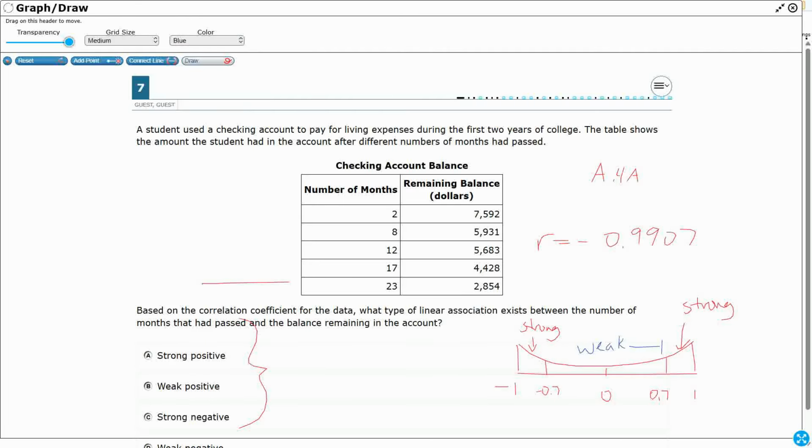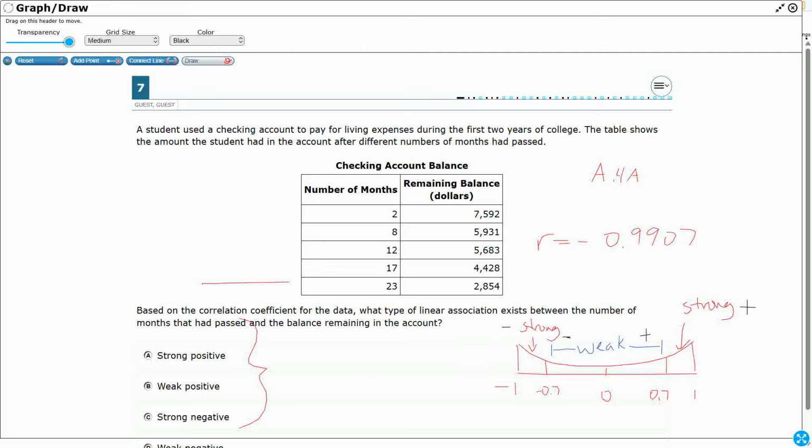So you're weak here, and then you're strong if you're between negative 0.7 and -1, or positive 0.7 and positive 1. And then the only difference is this is a strong negative, and this is a strong positive. And this would be a weak positive and a weak negative. You get to 0, there's no association.